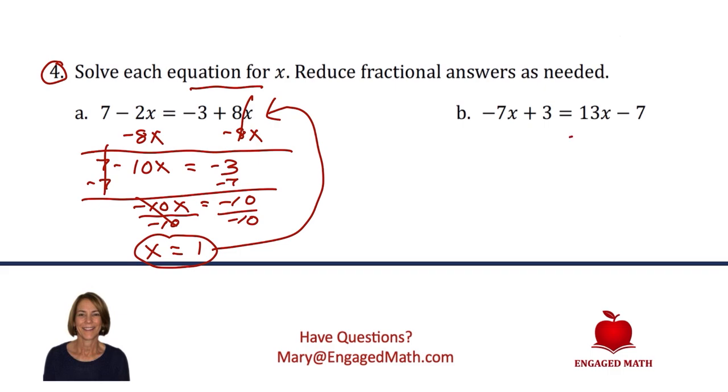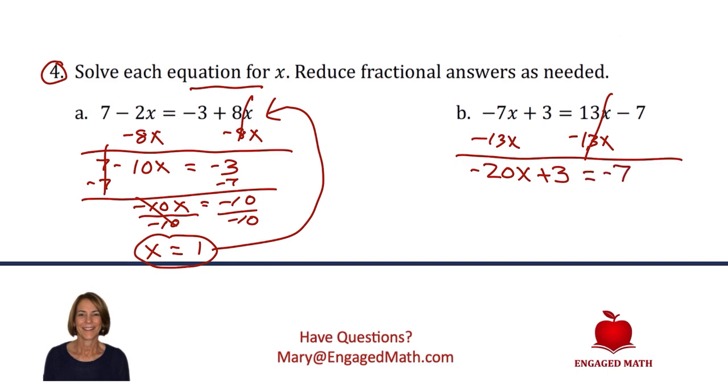Same process. I'm going to start by subtracting 13x because the 13x is a positive. So to make the 13x cancel out from the right-hand side of the equation, I have to make it different signs. 13 minus 13 is 0. So on the left, I now get negative 20x. I still have the plus 3. And on the right, I have equals negative 7.